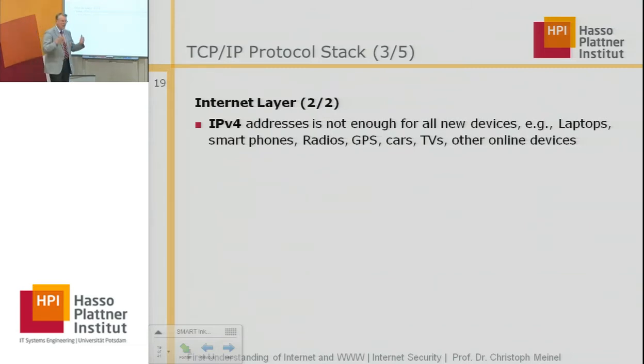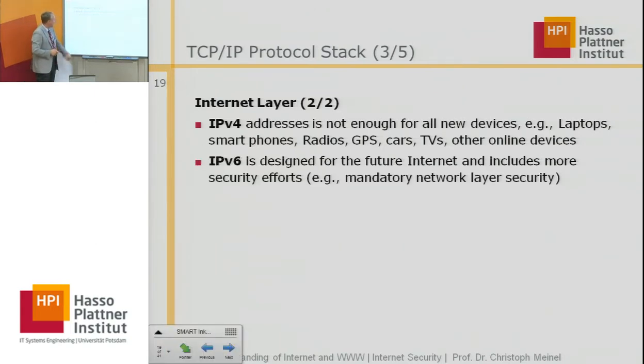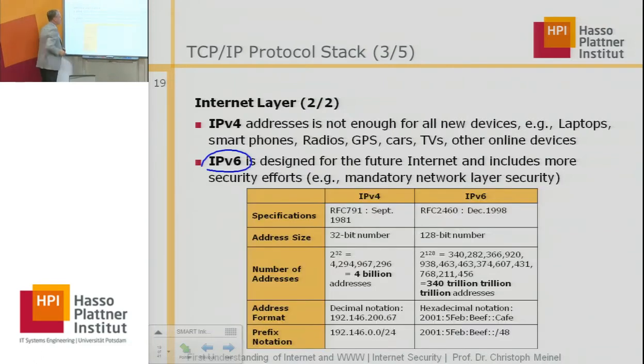Because meanwhile, we not only want to connect one person's computer to the internet, we want to connect his laptop, his smartphones, we want to connect radios, household devices, TV, we want to interconnect cars, we want that cars can communicate via the internet. So IPv4 is not enough to do this. So what was needed is an address scheme, an internet protocol, which provides much more internet addresses. And this is the new protocol, IPv6.